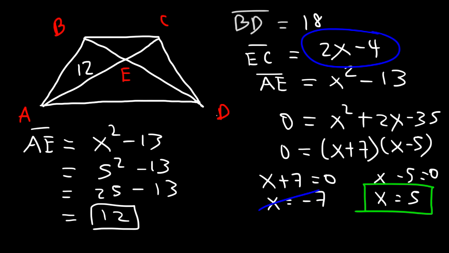Now BD is 18, which means AC has to be 18 as well, which means EC is 6. And so this is the answer though. AE is 12.